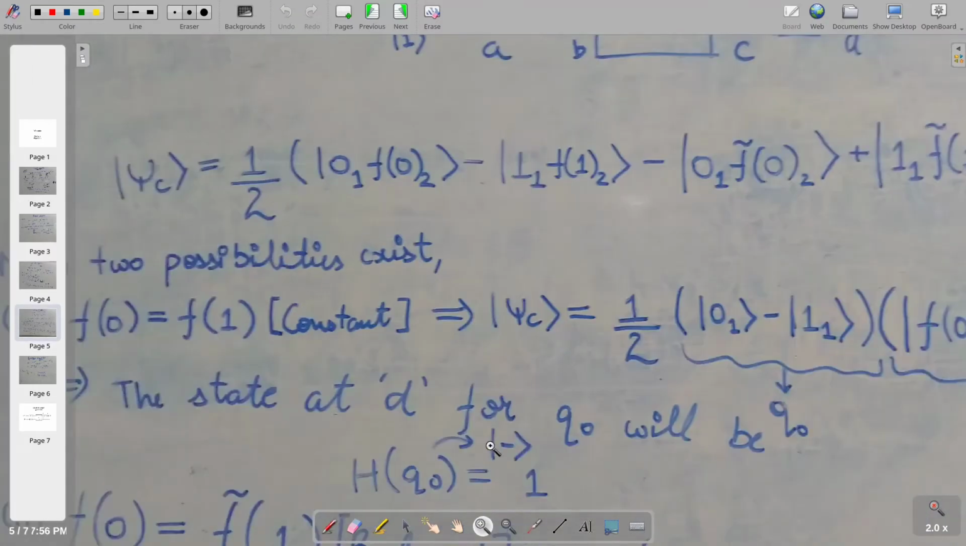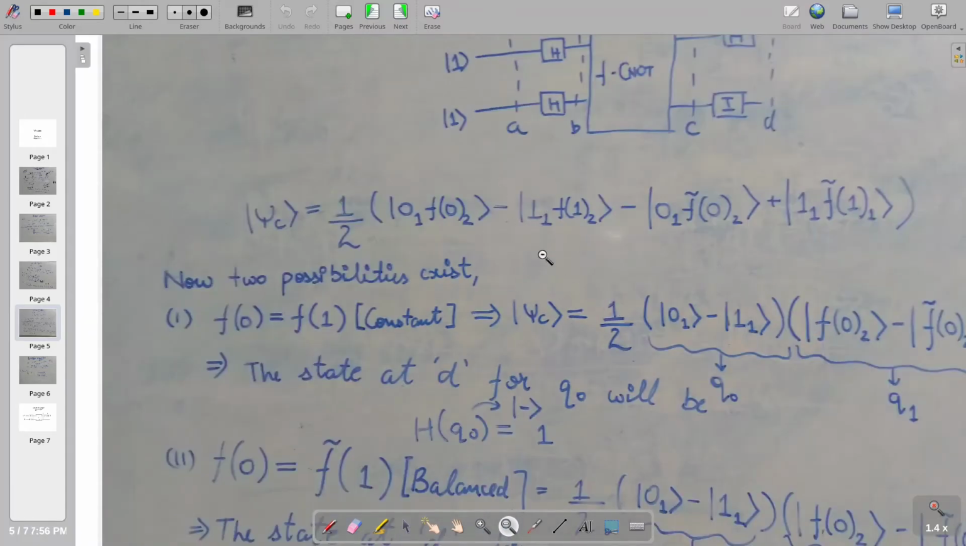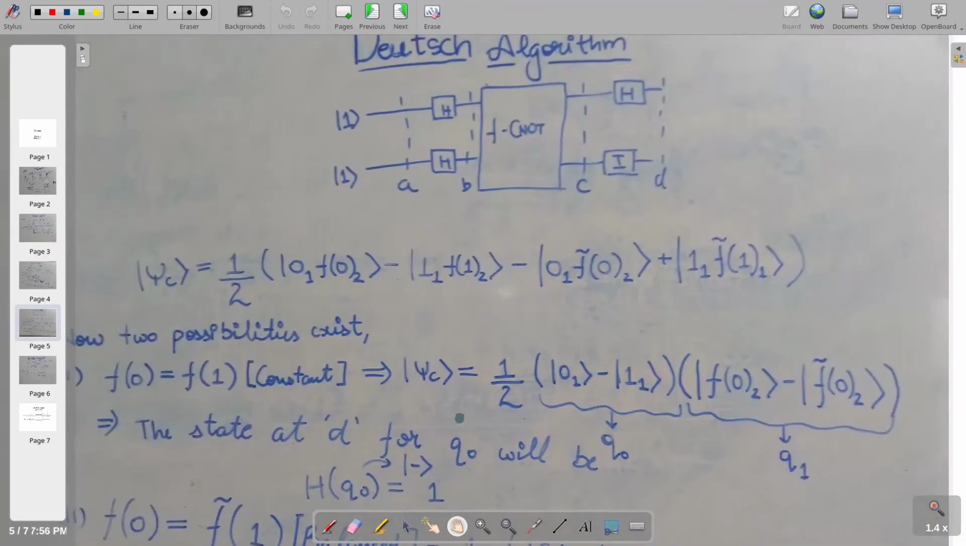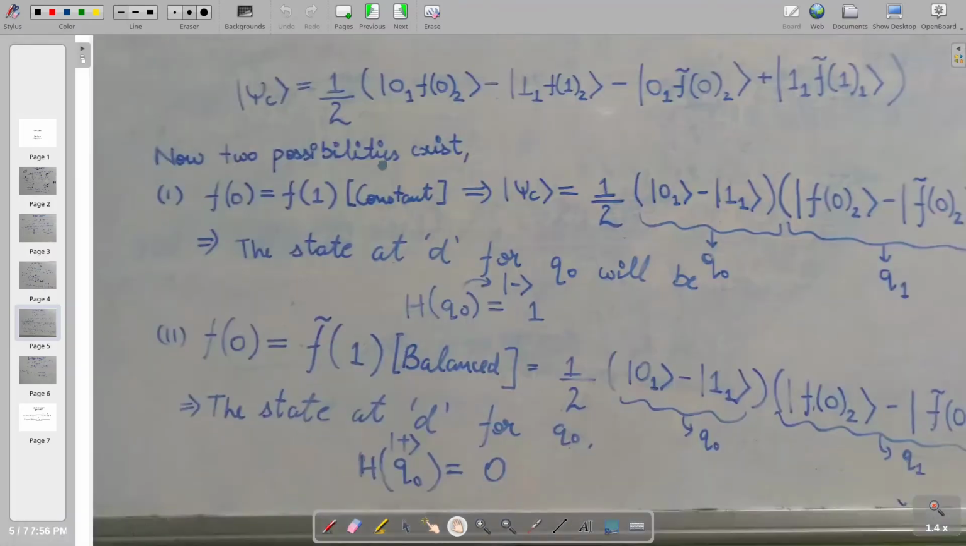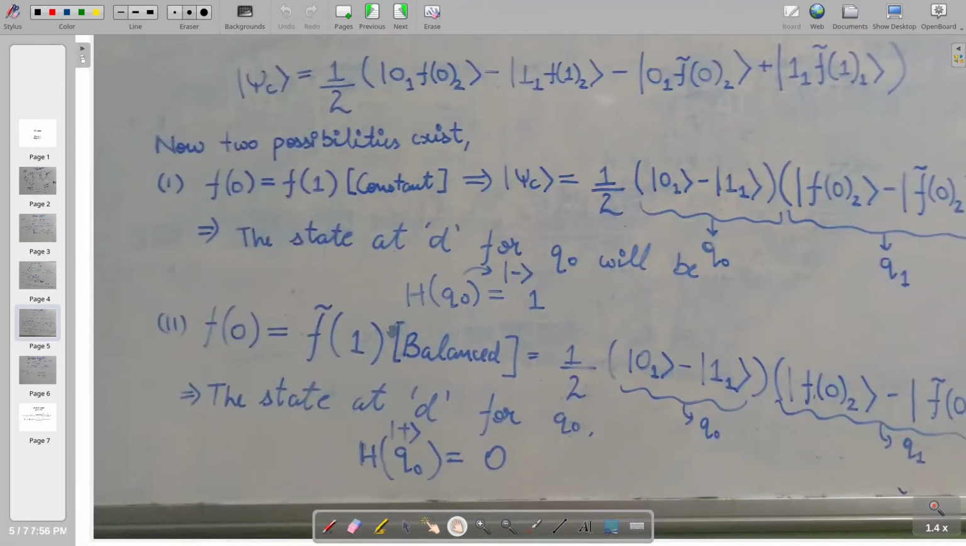Moving further, this is nothing but the solution which we got in the previous slide. Now the real important thing, the actual magic of the computation happens in the next step, at this point D. So now we already know we have two possibilities for f x.